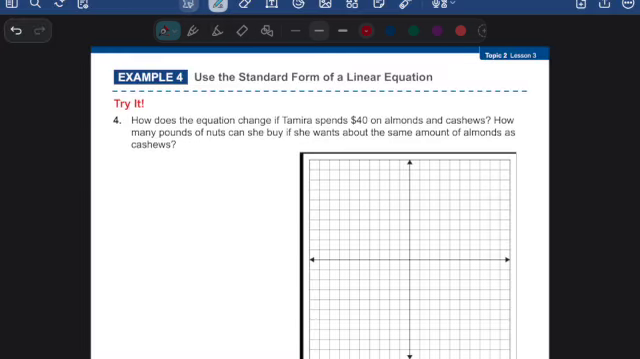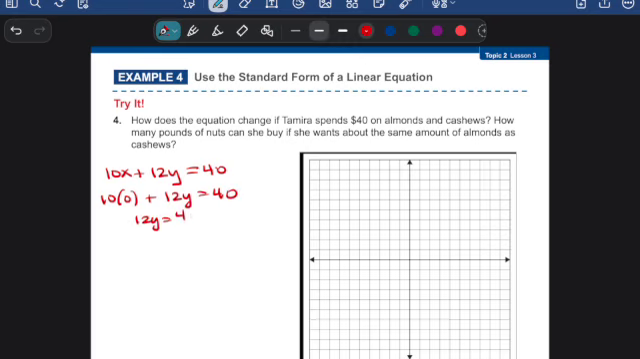So now her budget has changed. The rate for almonds is still 10x. The rate for cashews is still 12y, but now the constant is 40. So we're going to go through the same process. We're going to find our x-intercept and our y-intercept. So substitute 0 in for x. Y equals 3.33.